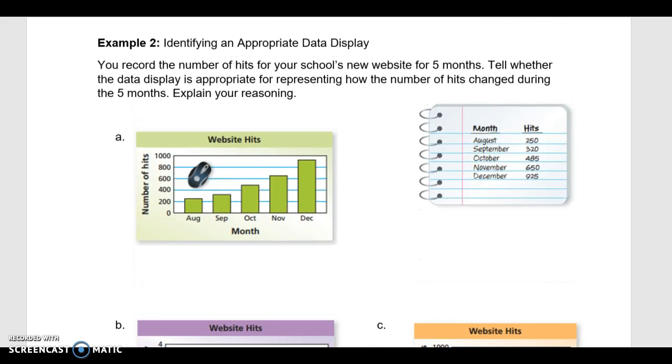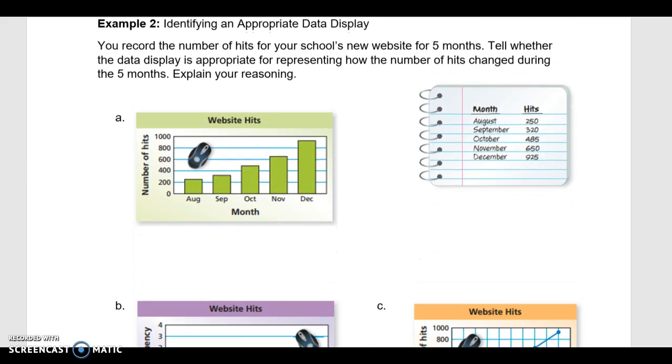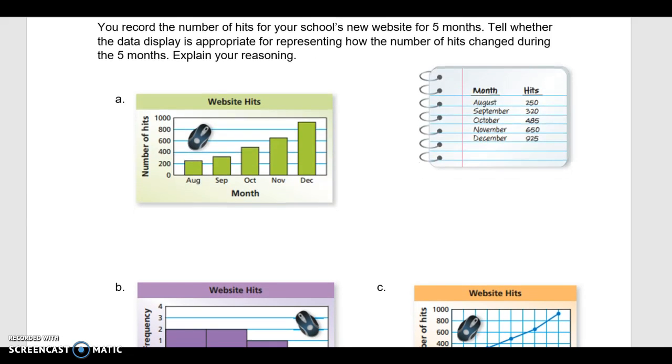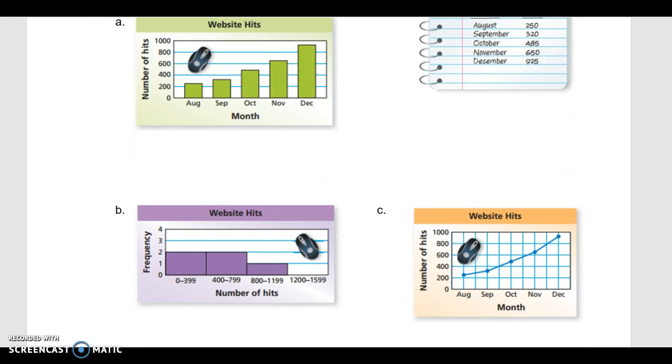So we're going to go to example number 2, identifying an appropriate data display. Here you have a set of data that's represented in this little spiral notebook. You've collected the number of hits for your school's new website over the course of 5 months, and you want to display this set of data. So we have 3 choices here.